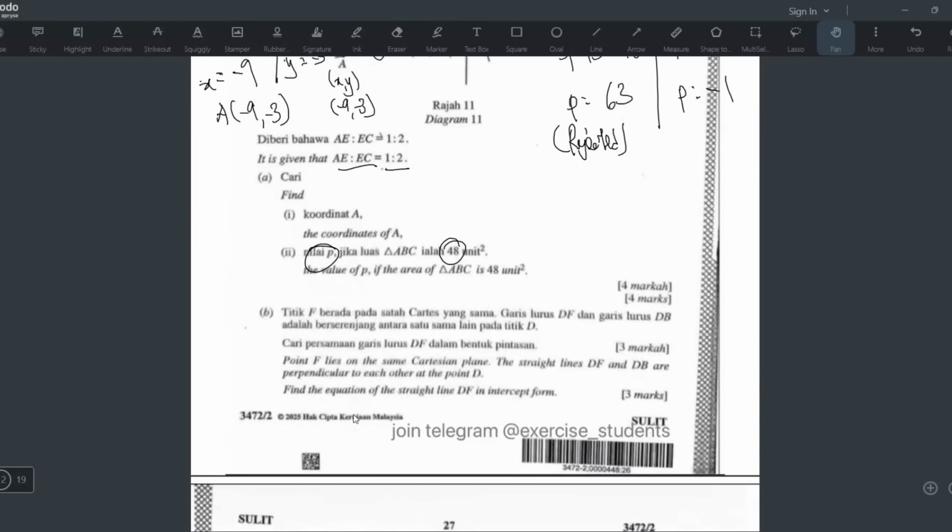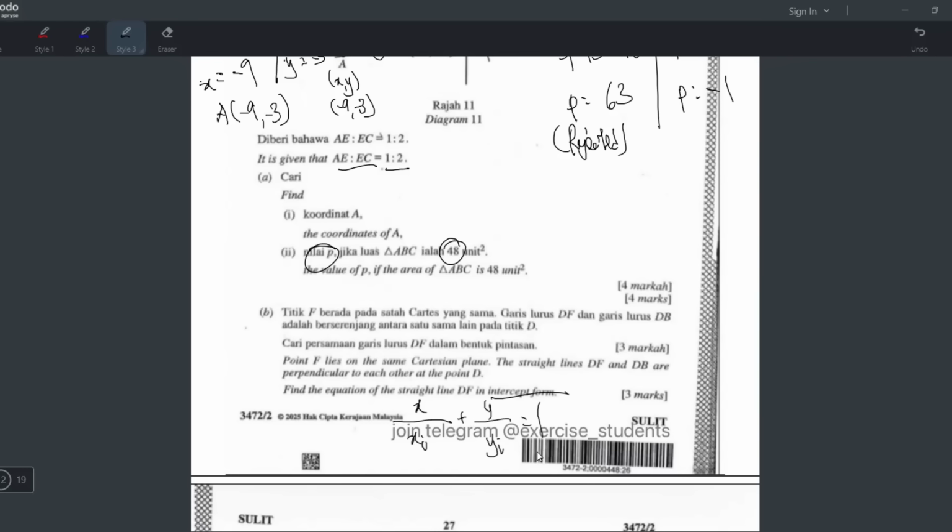Okay. And they want to find the equation of straight line DF in intercept form. Okay, let's talk about intercept form. Intercept form is like this, x over x intercept plus y over y intercept equals to 1. That is how intercept form looks like. Okay, but don't worry about the intercept form first. Just find the equation first. Yeah, just find the equation in linear form first, or in whatever form first lah. Then later only I convert to this form.